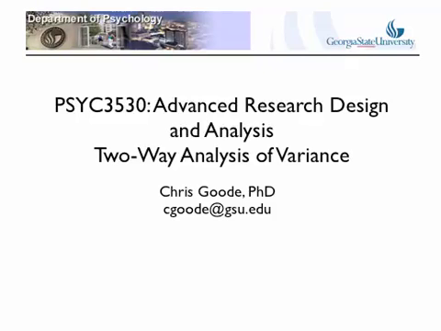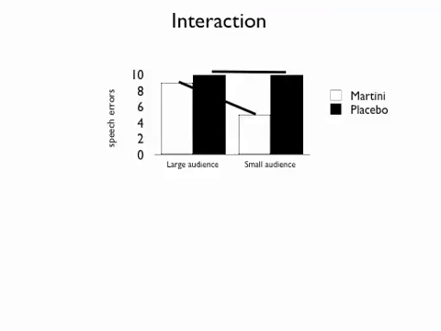I'm going to try to give you an idea of how to interpret main effects and interactions. Remember, the main effects have to do with the overall effect of one factor. In a two-way analysis of variance, you're actually looking at two different factors, two different independent variables. Let's go to an example so I can point out a couple of features.